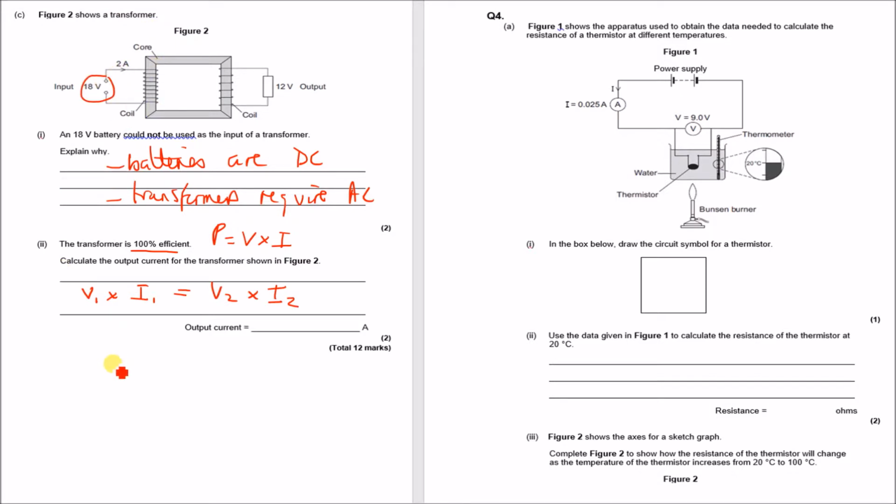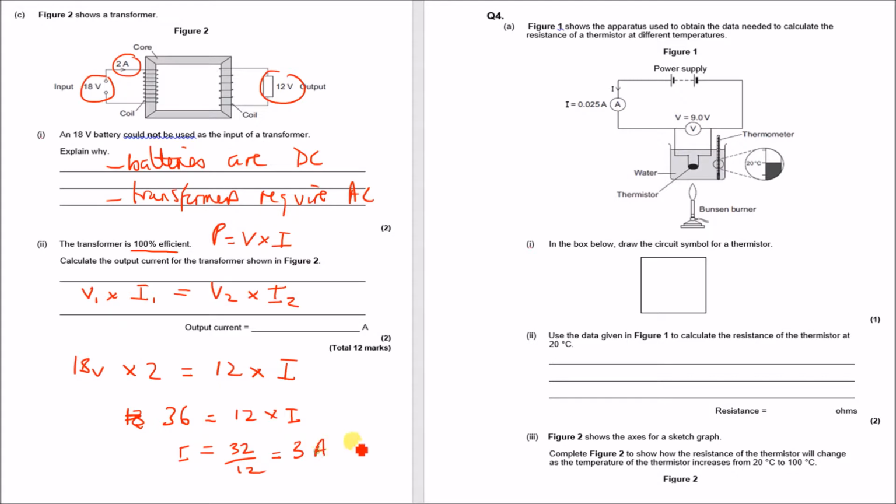Well, it's 18 volts, so that's 18 volts multiplied by the current on this side, which is 2 amps, and that must be equal to the other side. It says the voltage on the other side is 12 volts, which is there, and that is times the current that we're trying to work out. So if we multiply these two, we get 36, and that is equal to 12 times I. So if we rearrange for I, then that's 36 divided by 12, which equals 3 amps.